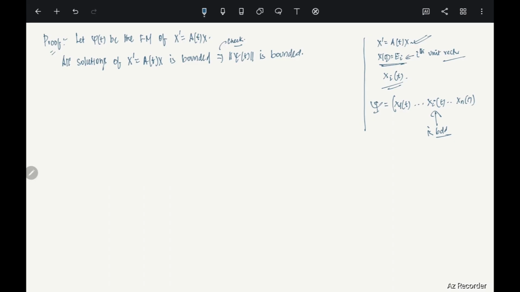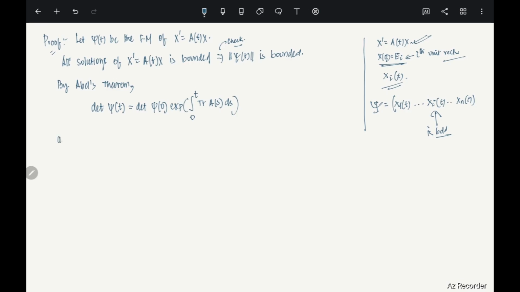Now you remember Abel's theorem, right? We showed using Abel's theorem that if a set of vectors is linearly independent at one point, it has to be linearly independent everywhere. We proved that part. So here also we are going to use Abel's theorem. By Abel's theorem, if you take the fundamental matrix, the determinant of phi(t) is the determinant of phi(0) times the exponential of the integral from 0 to t of the trace of A(s) ds. Is this okay? This is direct from Abel's theorem.